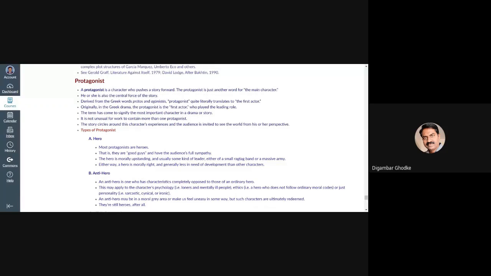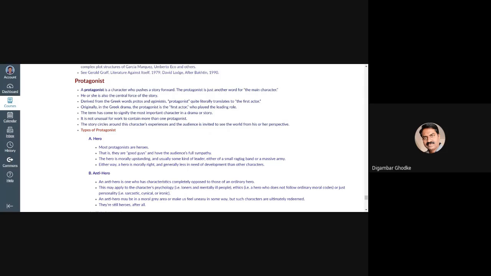Well, students, another important term that you, being the students of literature, should understand is the term protagonist. I'm sure that you've been using this term in the context of characters for a long period of time now. As you know, a protagonist is a character who pushes a story forward. The protagonist is just another word for the main character of the story. He or she is also the central force of the story.